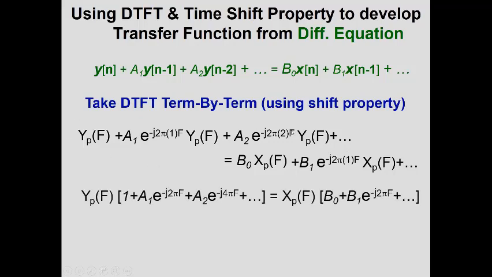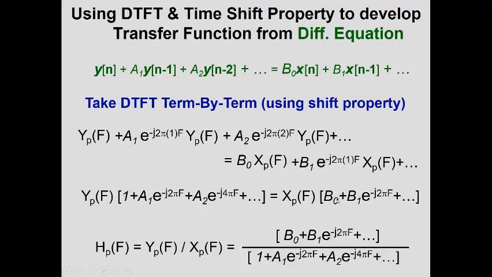Factor out the Y of f's we have from all the terms on the left, all the X of f's from all the terms we have on the right, and then create the ratio Y of f over X of f. That is, in fact, the frequency response of the system. And it turns out to be these terms from the right side of the equation divided by these terms from the left side of the equation, always.